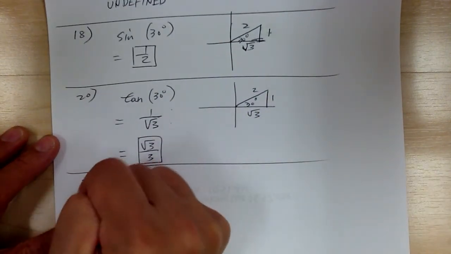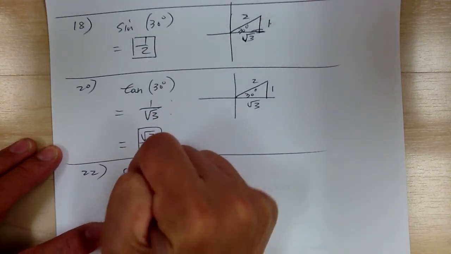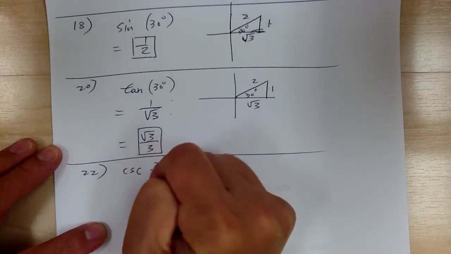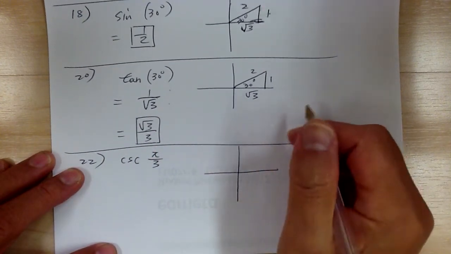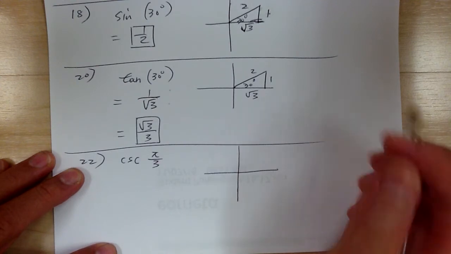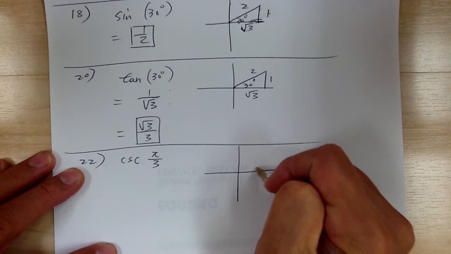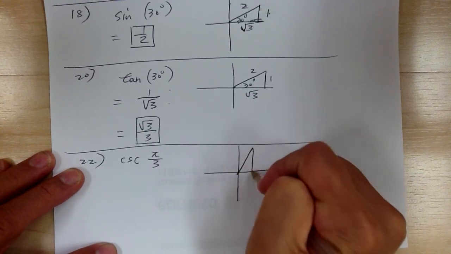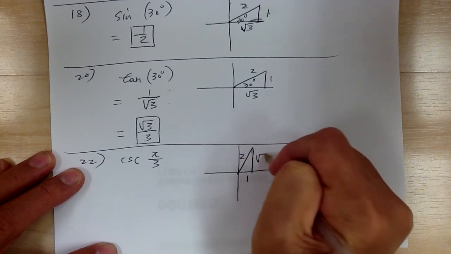Okay, let's go to 22. You have cosecant of pi over 3. Each number on the clock is pi over 6, so pi over 3 would be 2 numbers on the clock. So you're going to be at the 1 o'clock position. So this will be 1, 2, square root of 3.